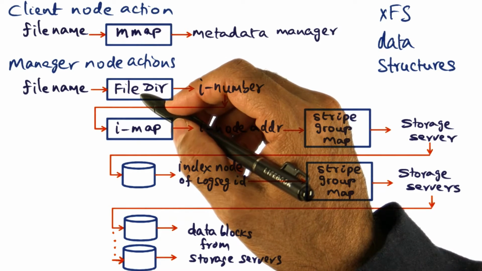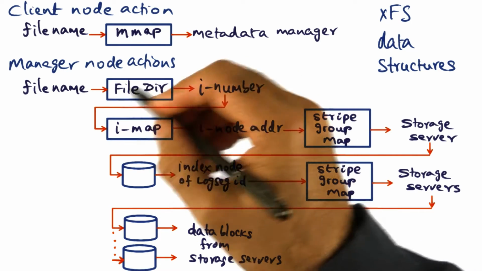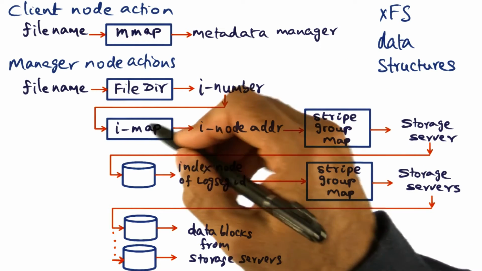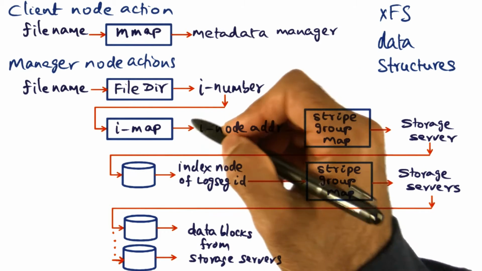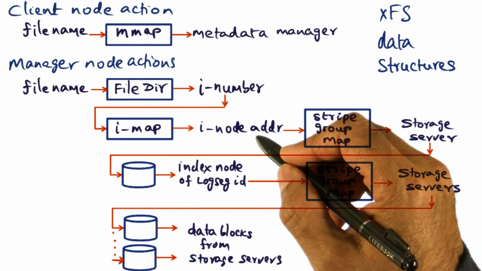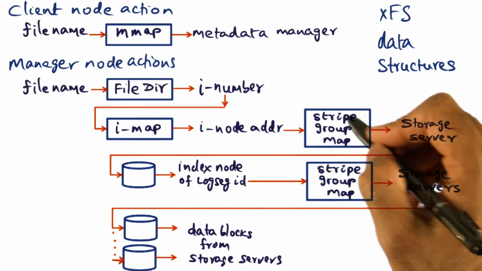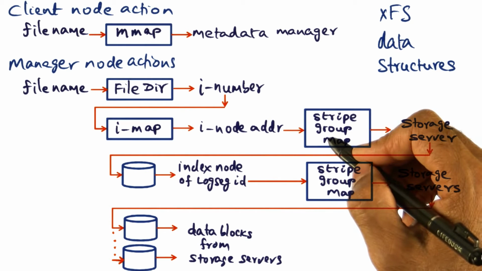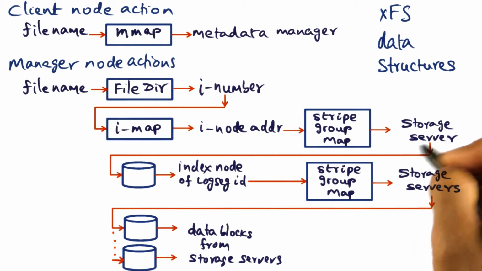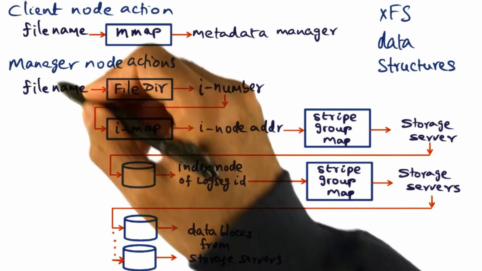On the manager node, when the client presents the file name, the manager node uses a data structure called the file directory to map that file name to an I number. And from the I number, it uses another data structure called the IMap data structure to get the inode address for this particular file name. This inode address is the inode address for the log segment associated with this file name. And using this stripe group map, which is telling how this particular file is striped, it can locate the storage server that contains the log segment ID that is associated with this file name.